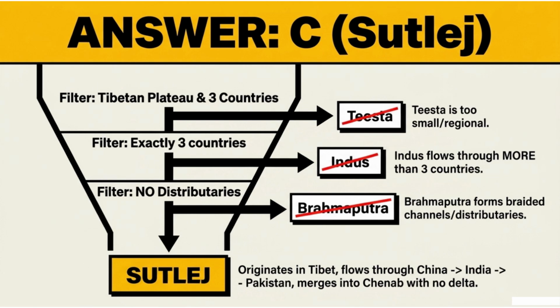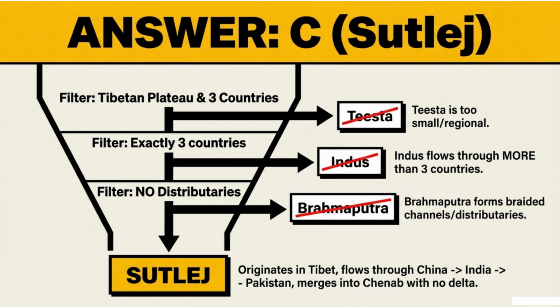Let us apply each clue systematically. Antecedent drainage means the river existed before the Himalayan uplift and cut through the mountains as they rose. The Satluj has exactly this. It originates near Lake Rakshastal on the Tibetan Plateau, flows through China, then India through Himachal Pradesh and Punjab, then Pakistan, 3 countries. It is one of the most important irrigation rivers, feeding the Bhakra Nangal Dam system, and critically, it does not form a significant delta or distributary system. It merges into the Chenab in Pakistan before reaching the Indus.